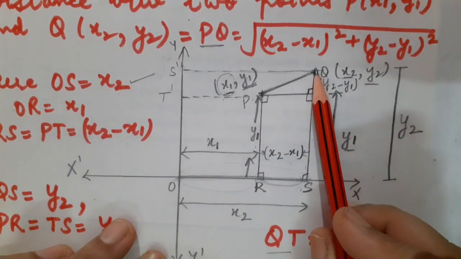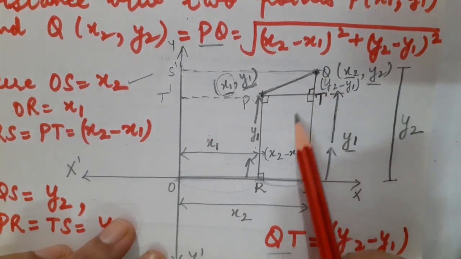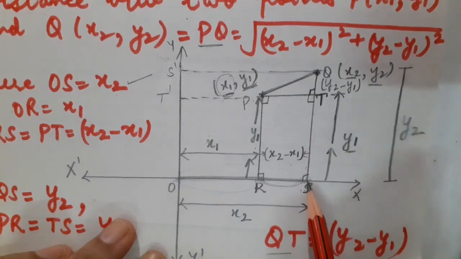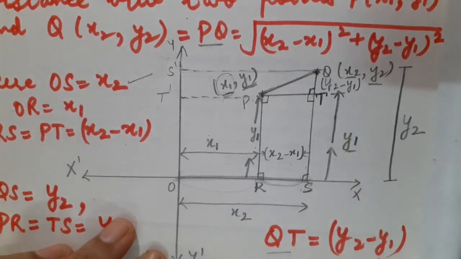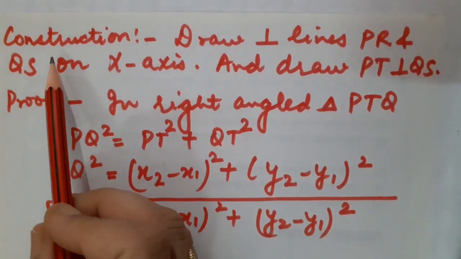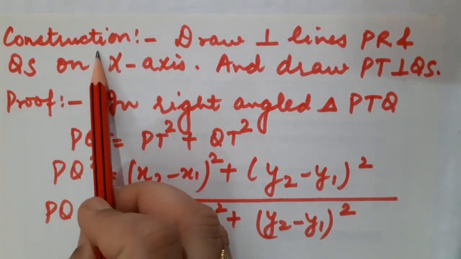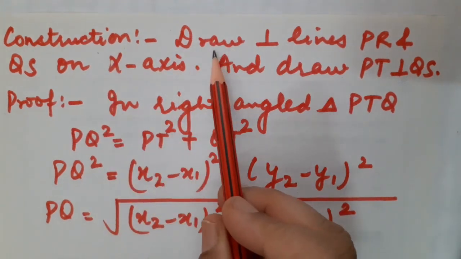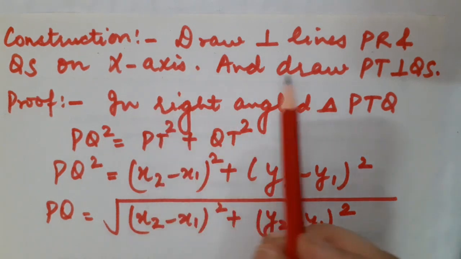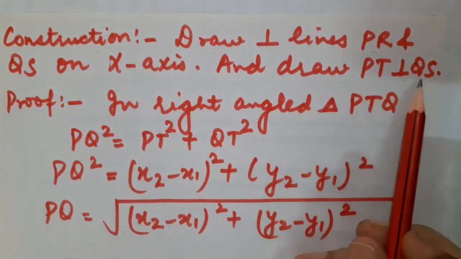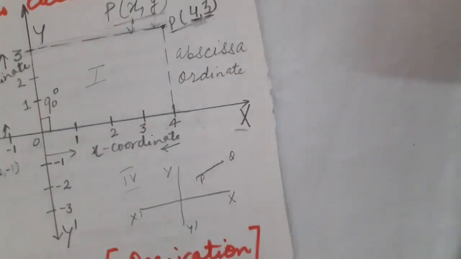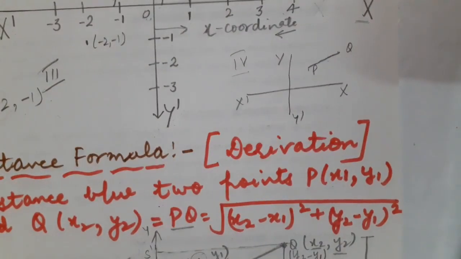What can I do? I can subtract TS from QS. So it would be QS minus TS. That would be y2 minus y1. Correct, students? Now, as I have just told you, I have just constructed, I have just drawn the perpendicular lines PR and QS on the x-axis, and of course I have drawn PT on QS also. Please have a look, just to check it. I have drawn perpendicular lines PR and QS.